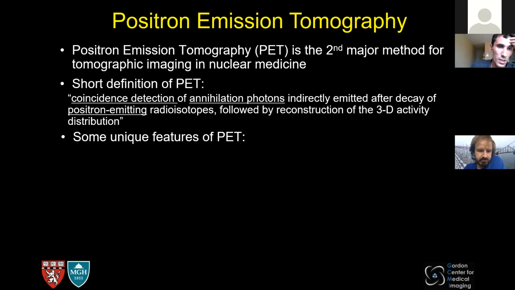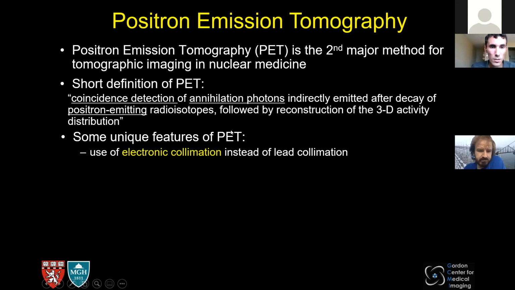So these are some unique features and advantages of PET over SPECT. First of all, PET uses what we call electronic collimation instead of lead collimation. As you may remember, in SPECT, in order to obtain spatial information on the signal, you would have to place those heavy collimators in front of the scintillators, okay? In PET, we do not have any type of lead collimation. We use electronic collimation that is also called coincidence detection, okay?